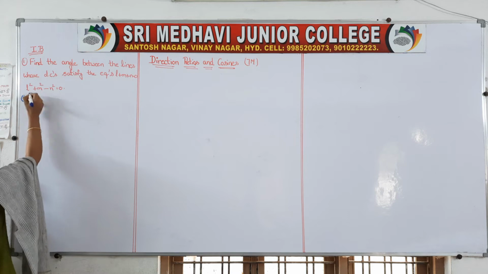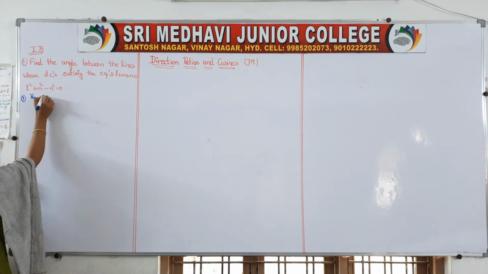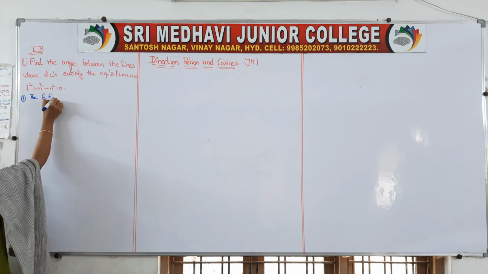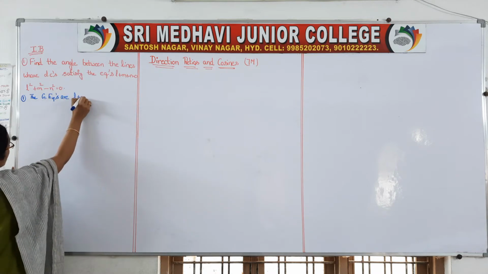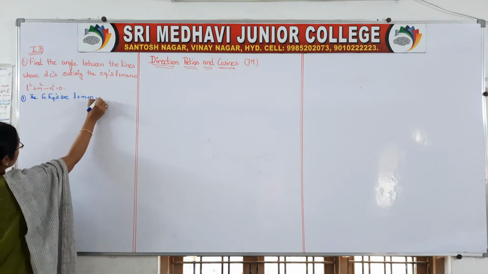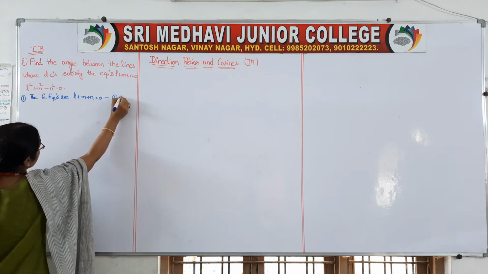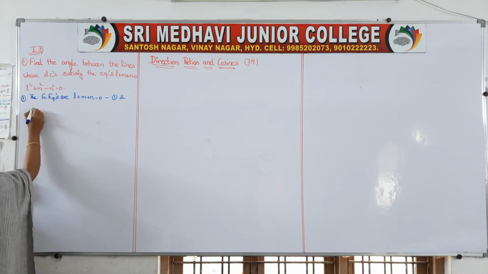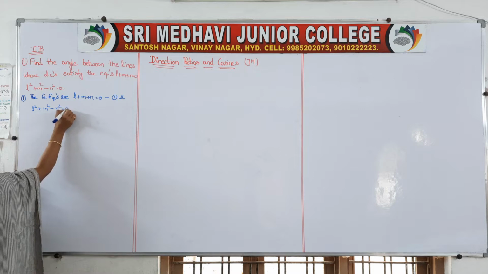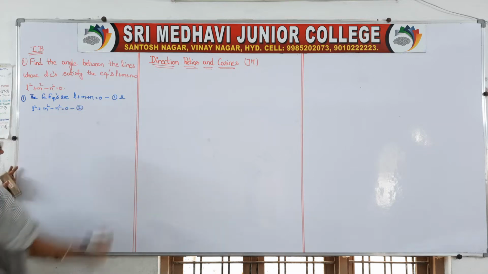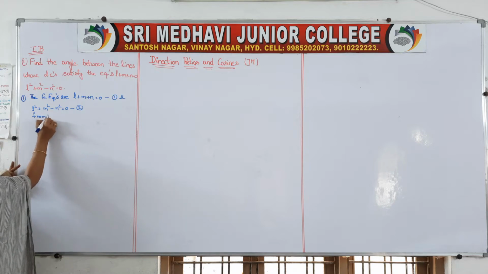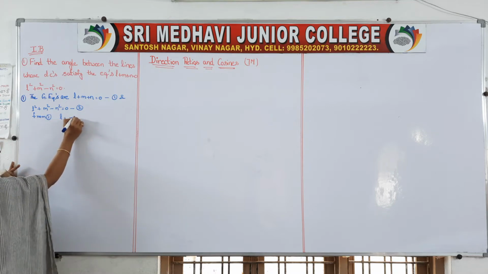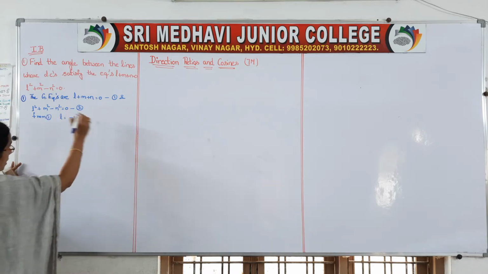So come on, the given equations are, what are the given equations to you? First, l plus m plus n is equal to 0. Consider this one. And the next one is l square plus m square minus n square is equal to 0. This is our second one. Okay, so from 1, what happens? It is l is equal to minus m minus n.